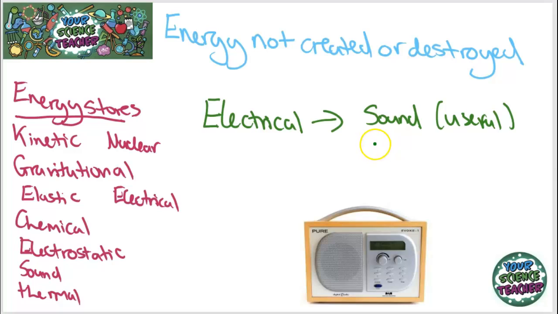Now, sound is not the only energy that's going to come out of my radio, though. All electrical devices give off some heat. Now, this heat is not what we want from our radio, so we call this wasted energy. And from this, we can come up with an equation, which is the first equation we are going to look at, which is efficiency.